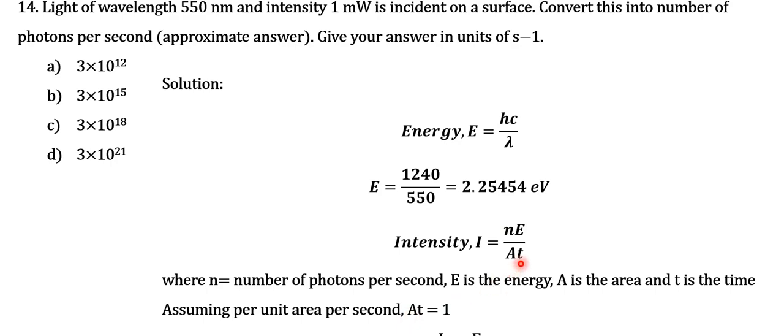And suppose we are considering that A t is equal to 1 per unit area per unit time. We have I is equal to N into E, and N is therefore I by E. So here I is given in milliwatts, that is divided by 1000, and this energy value you will have to convert into joules since it is watt. So that is 2.25 whatever into 1.6 into 10 power minus 19. So you will get number of photons as 3 into 10 power 50. So is that clear? Yes, ma'am. Yeah.